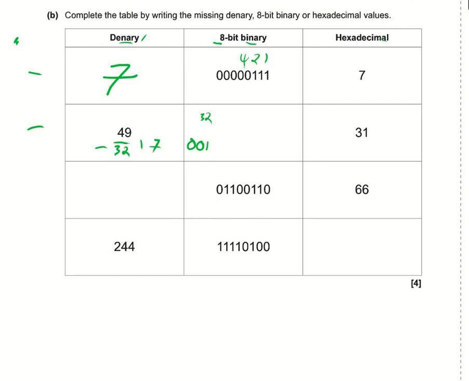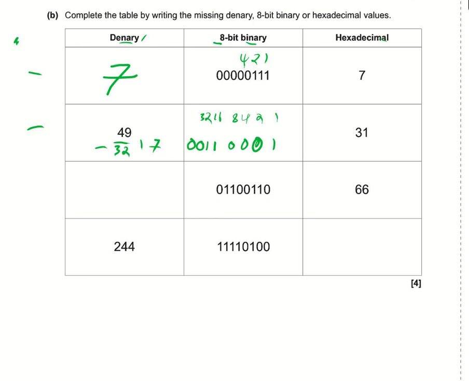Well, how to get 17? I need a 16, don't I? I won't need an 8. I won't need a 4. I won't need a 2, but I would need a 1. So the answer would be 0, 0, 1, 1, 0, 0, 0, 1.